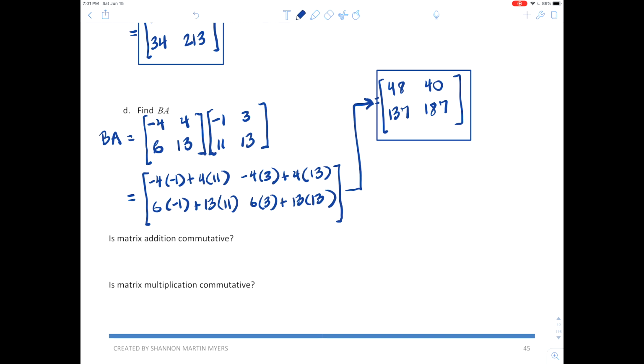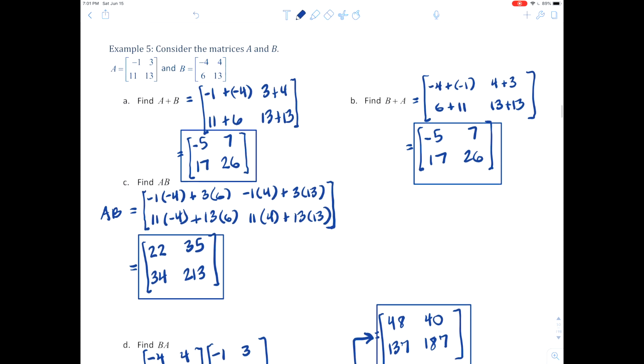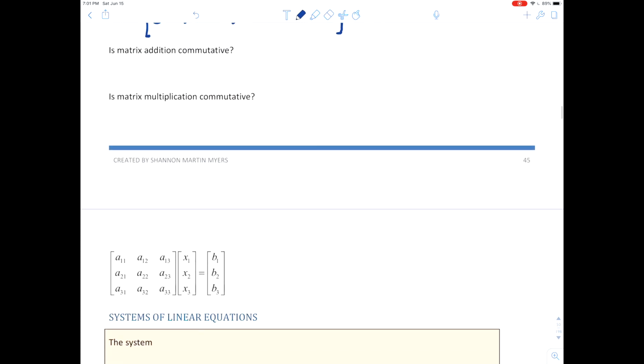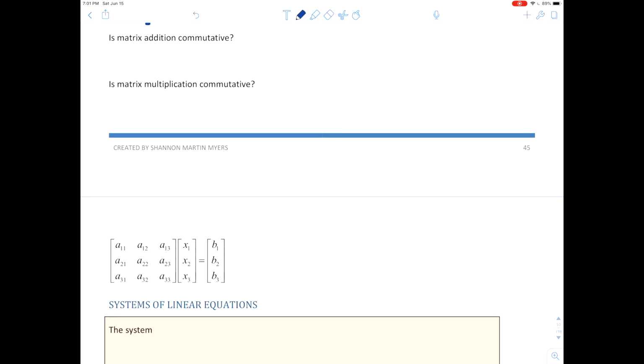About the next couple questions. Is matrix addition commutative? Well, let's see. We looked at A plus B, and we got this result here. We looked at B plus A and got this result here, which is the same. So we haven't proved anything, okay? But I would give this a, it looks like it may be.